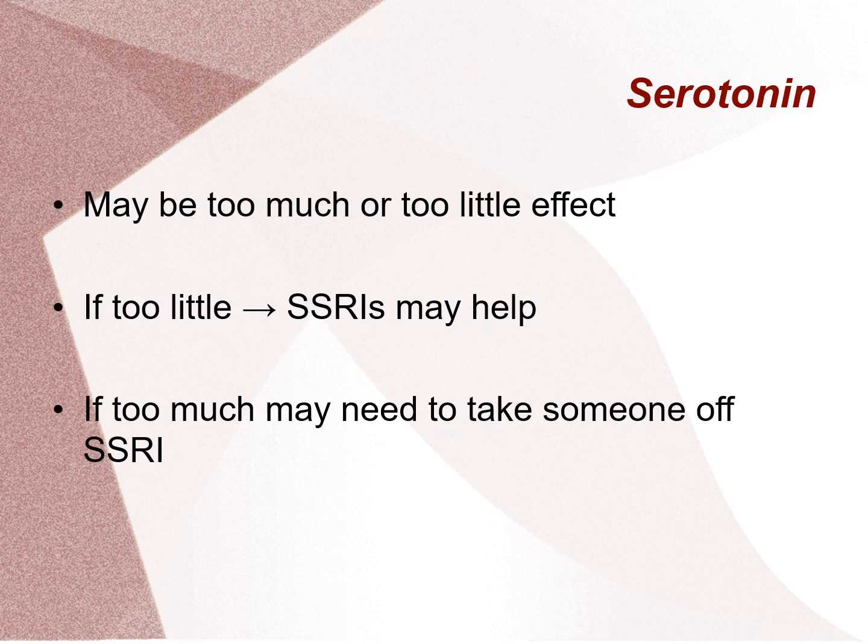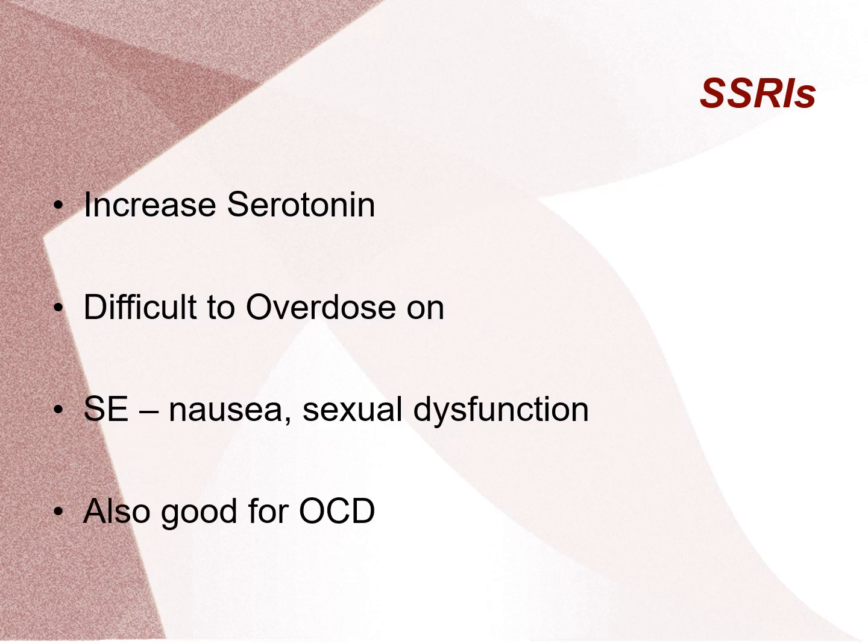So serotonin. If there's too little effect, the SSRIs. And obviously, if you put somebody on and they're getting worse, you take them off their SSRI. They increase serotonin. They're extremely difficult to overdose on. I think there's been one overdose death in history, a pharmacy tech that took 600 Prozac. Very hard to get your hands on 600 Prozac. Unfortunately, there are also the side effects, the nausea, the sexual dysfunction. Sexual dysfunction is predominantly delayed ejaculation for the SSRIs. It's not usually erectile dysfunction, although that can happen.